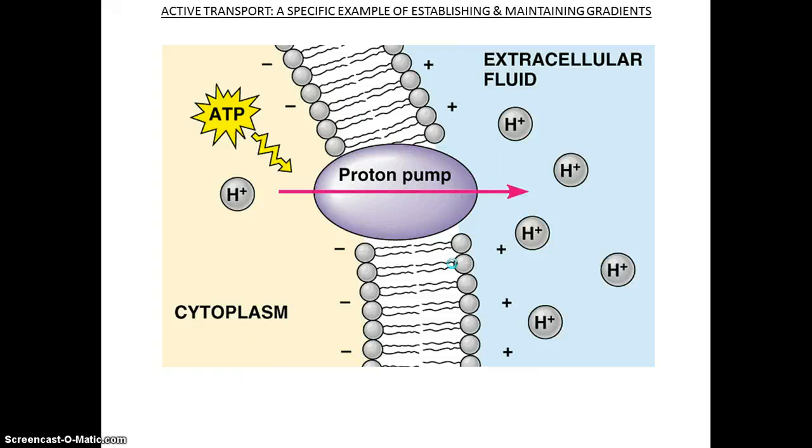So another good example of active transport is called a proton pump. So here in the proton pump, you're using the hydrolysis of ATP to create a hydrogen concentration gradient. So here on one side of the membrane, you have a high concentration of hydrogen, and on the other side you have a low concentration.